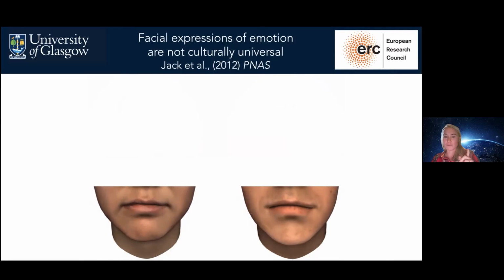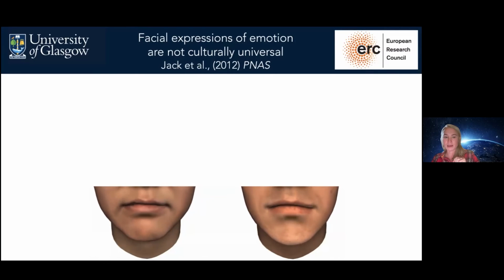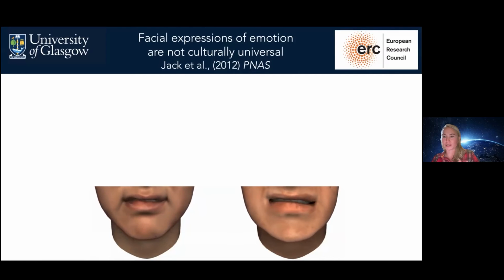Okay, so let's now move to the East Asians, where you'll see that it's quite similar. Happy, disgust, and anger. So it's quite similar between disgust and anger there.